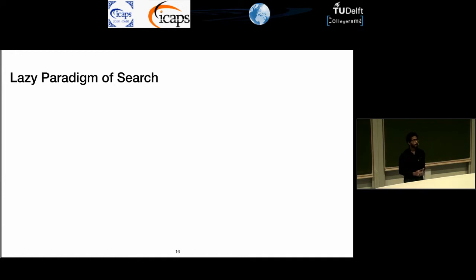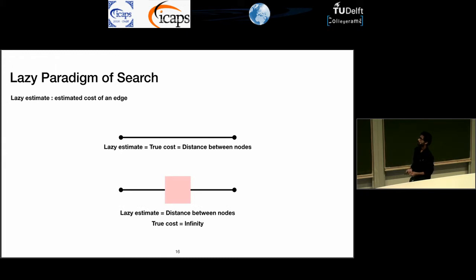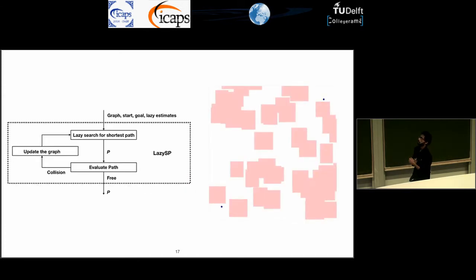So Lazy SP, what is laziness in search? This is a paradigm of search which reasons about the number of edge evaluations. And for this, it maintains an estimate for the cost of each edge in the graph. For simplicity, we assume that this estimate is equal to the true cost of the edge if the edge is collision-free. And if the edge is in collision, the lazy estimate is still equal to the length of the edge if it were free, but the true cost would now be infinite because the edge is invalid. So with this assumption, let's see how Lazy SP works.